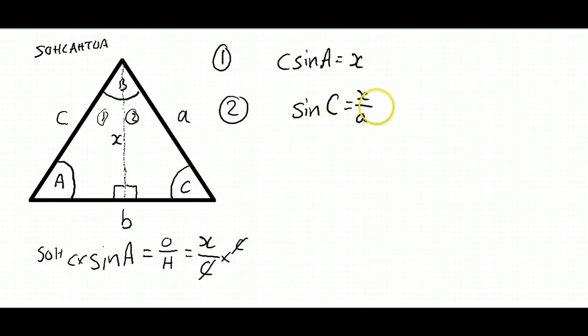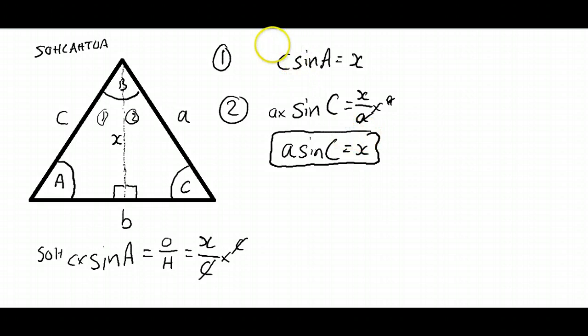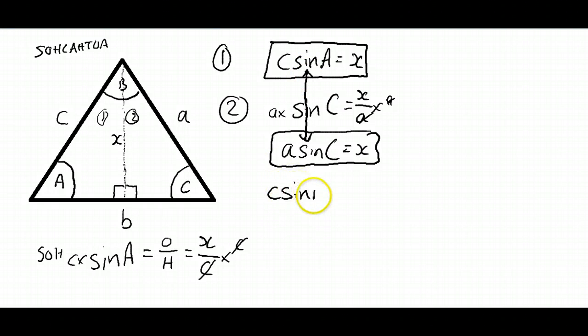So if we rearrange this equation in the same way, multiply both sides by A, we end up with A sine C equals X. Okay, so now we've got two different equations that both equal X. And if C sine A equals X and A sine C equals X, well then we can say that these two things are equal to each other. We can say this: C sine A equals A times sine C. Okay, we can rewrite that equation that way.